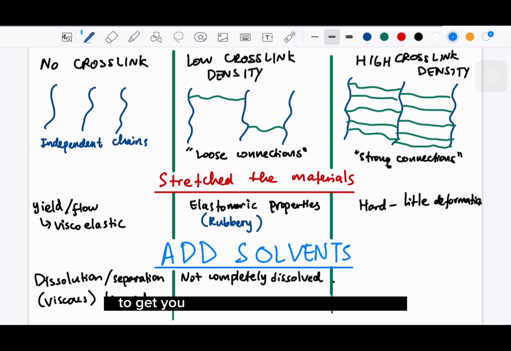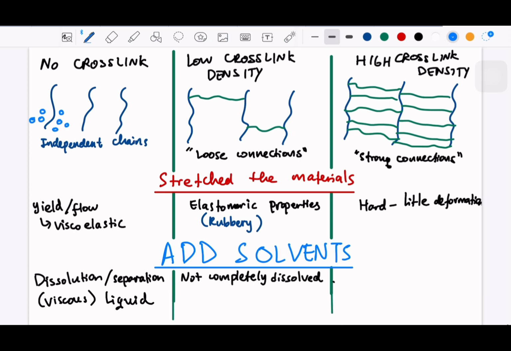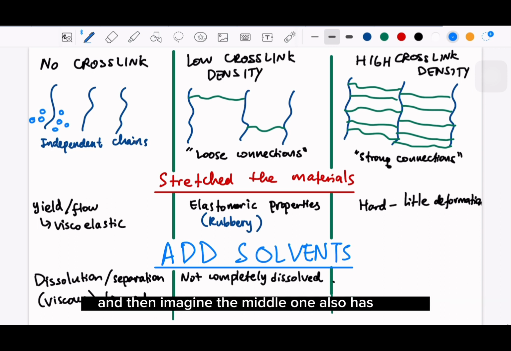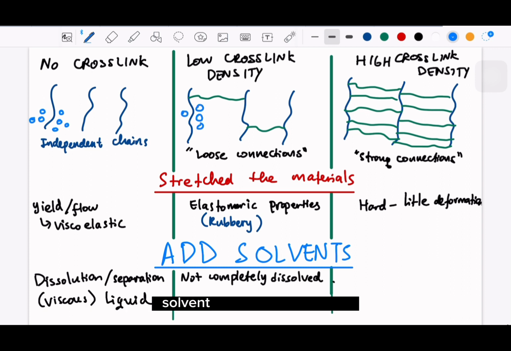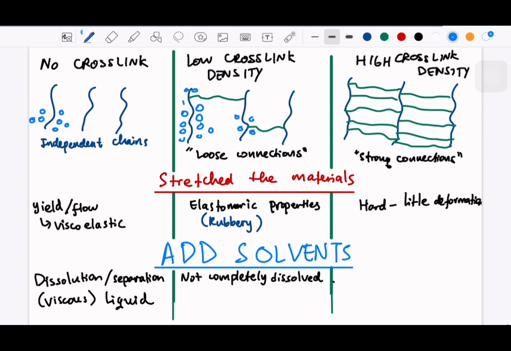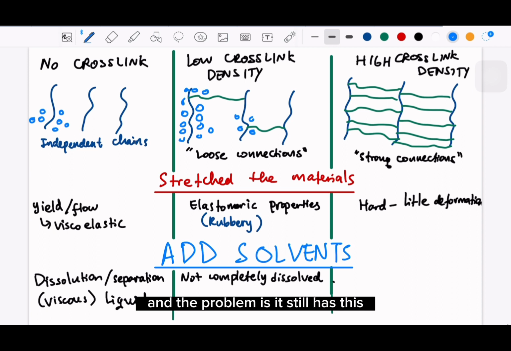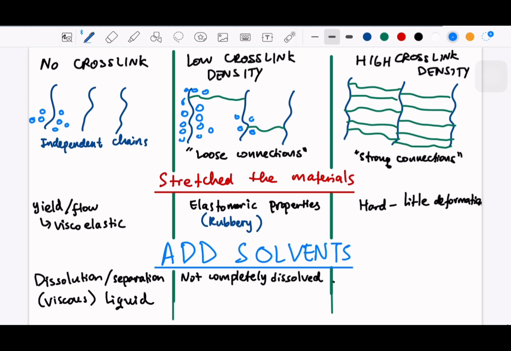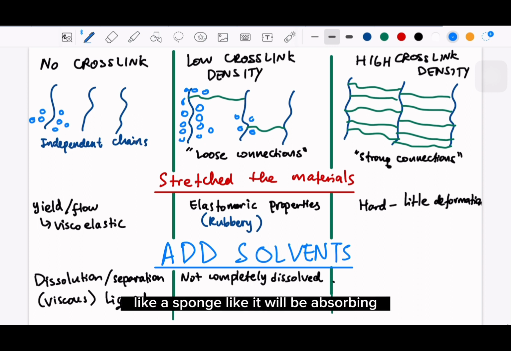So imagine, to get you into understanding these solvents, imagine that there is water or maybe just other solvents. It tries to take up the space here, take up spaces between the chains, and then imagine the middle one also has some solvent molecules here, right? And the problem is it still has this. So the other part of the chains that are loose, it will take the water or the solvent, and perhaps it can, like a sponge, be absorbing. So we call that part swell, but it's not completely dissolved. So we call this swelling.